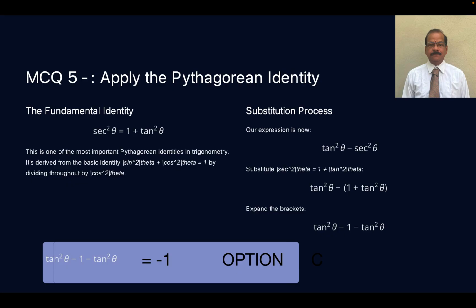So they are the three Pythagorean identities, of which we are using secant square theta equal to 1 plus tan square theta. So on substituting the secant square theta value, we get tan square theta minus of 1 plus tan square theta, where tan square and tan square get cancelled, leaving minus 1 as the answer. Therefore, option C is the right choice.